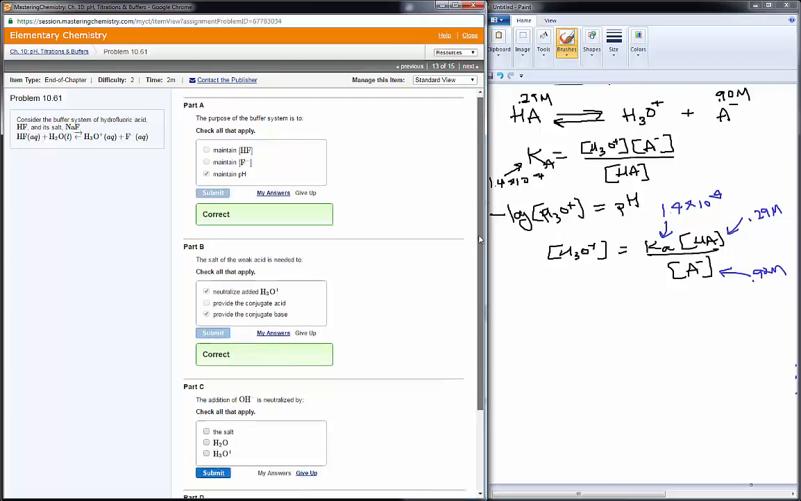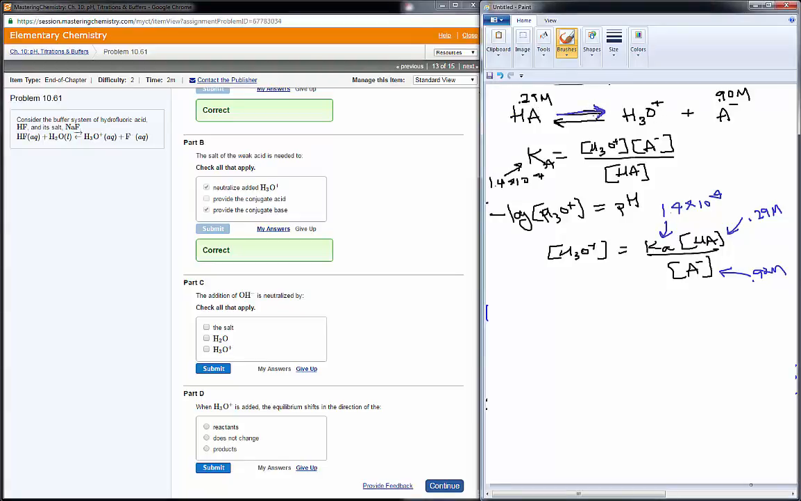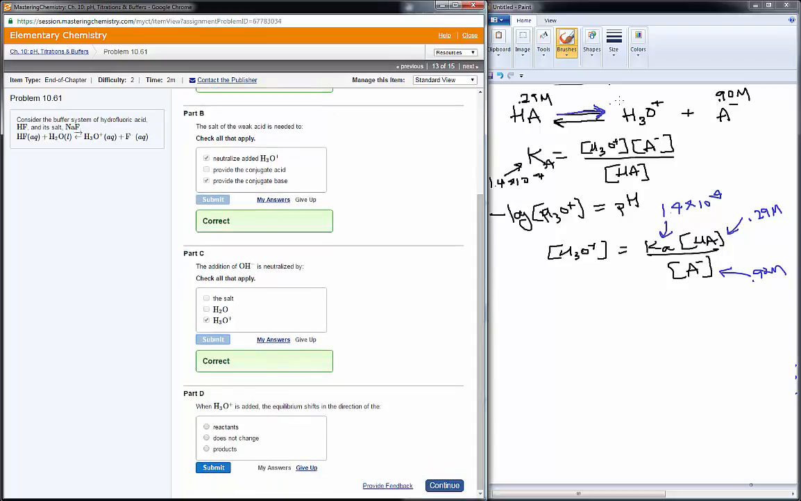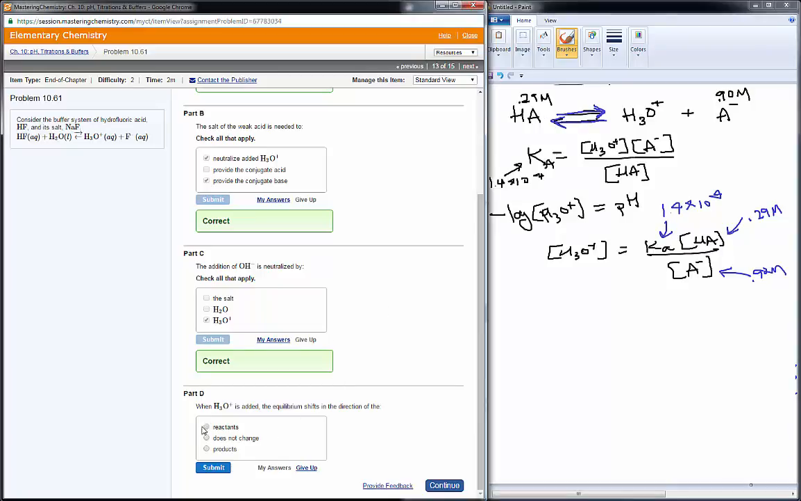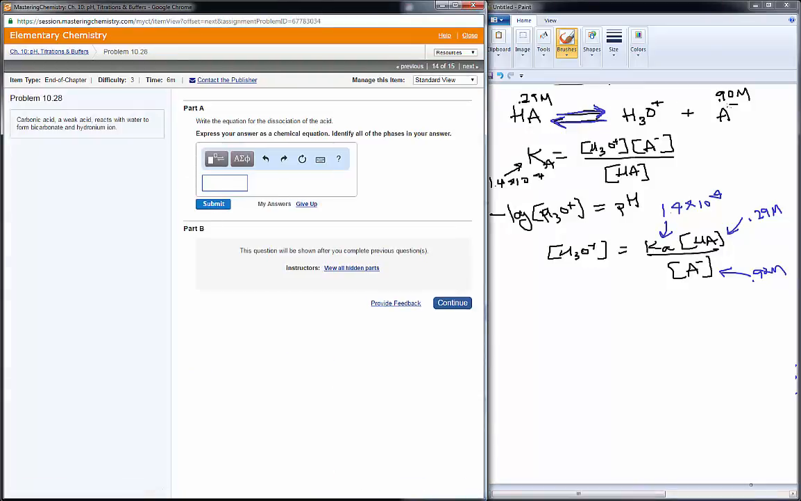If I added a strong hydroxide, bases react with acids. This is a base, so that's going to react with acid, which is my H3O plus, which makes that equilibrium shift towards the formation of more A minus here. And if I add more H3O plus, then of course that's like adding a product, and I'm going to shift back in favor of some of the reactants. So this is all just Le Chatelier's principle all over again, but looking at a system where I have a weak acid and its conjugate base in solution.